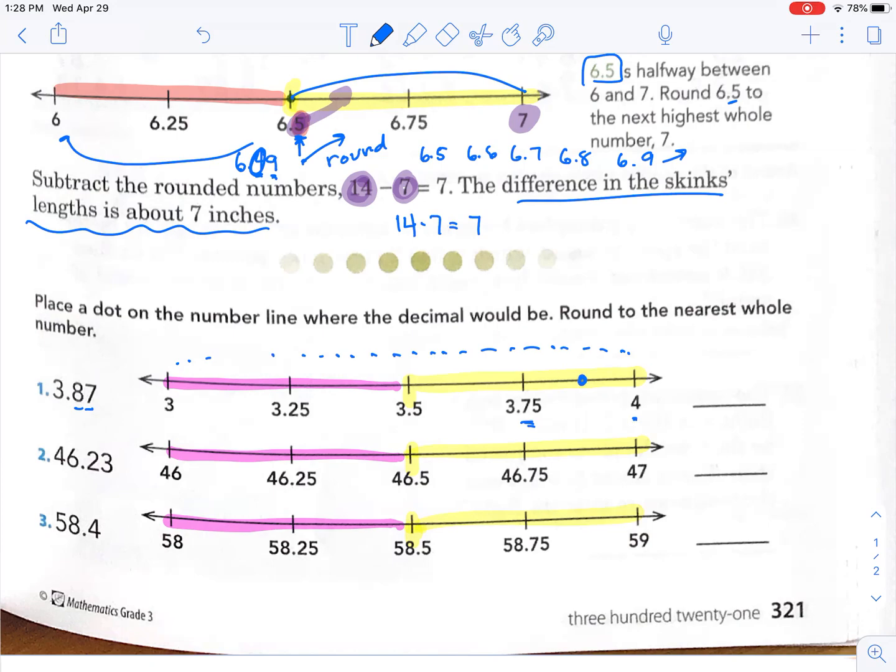So they did this one for us. About here. Now, about where the decimal will be, we're going to do our very best. If yours is a little bit scooted over, that's fine. I mean, they did an example for us, so it should be right on the dot.